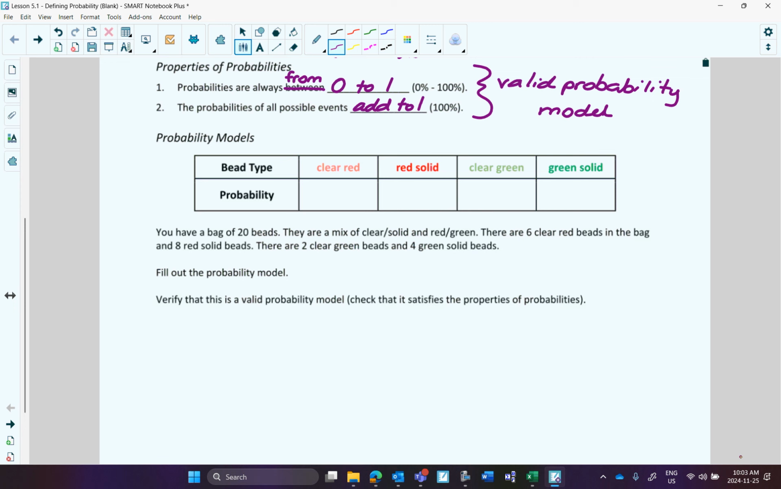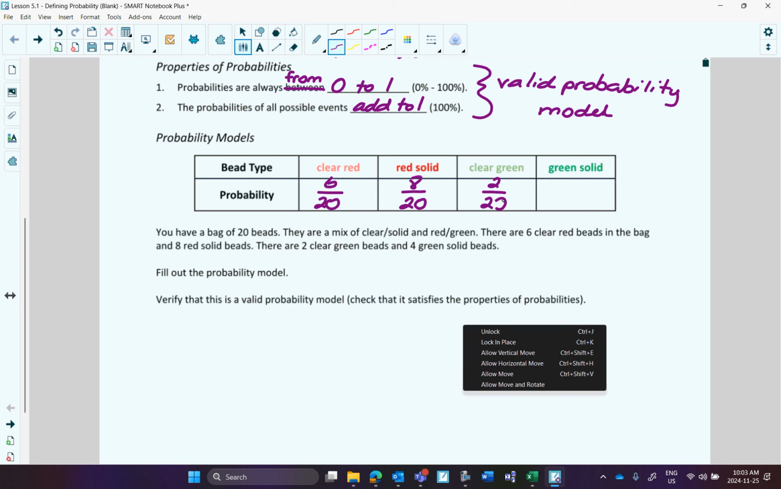As another example, we have a bag of 20 beads. They're a mix of clear or solid and red or green. There are 6 clear red beads in the bag and 8 red solid beads. There are 2 clear green beads and 4 green solid beads. Fill out the probability model. What's the probability of clear red? 6 out of 20. Solid red? 8 out of 20. Clear green? 2 out of 20. Solid green?